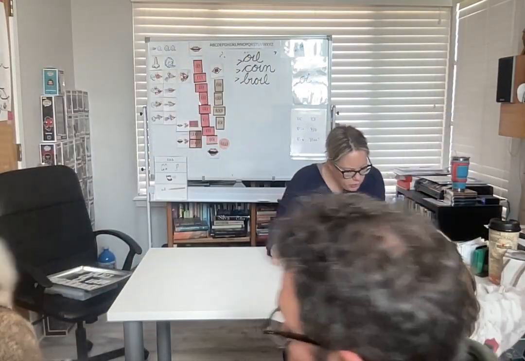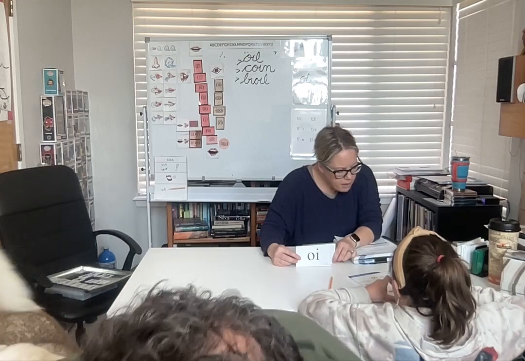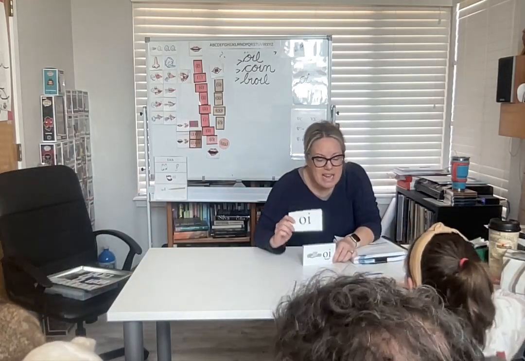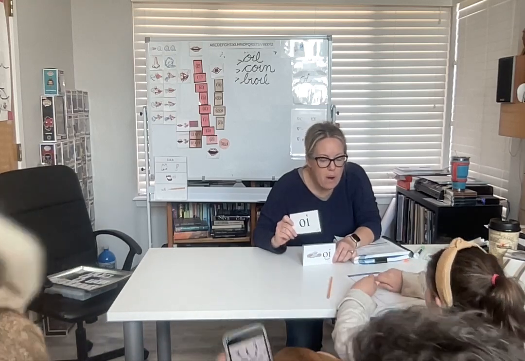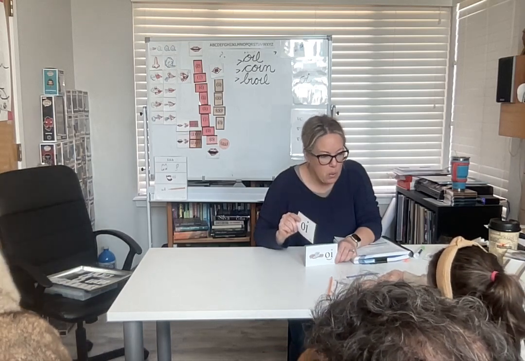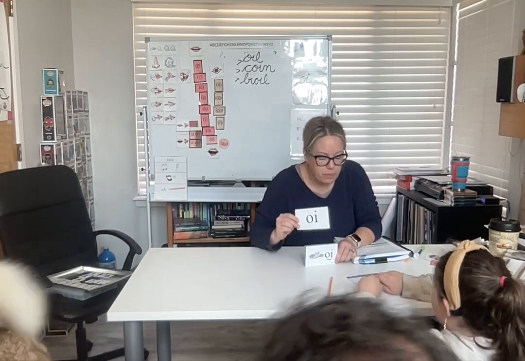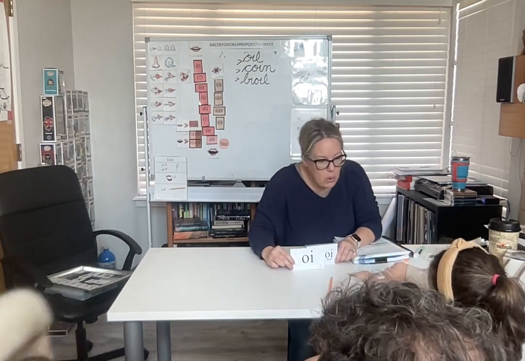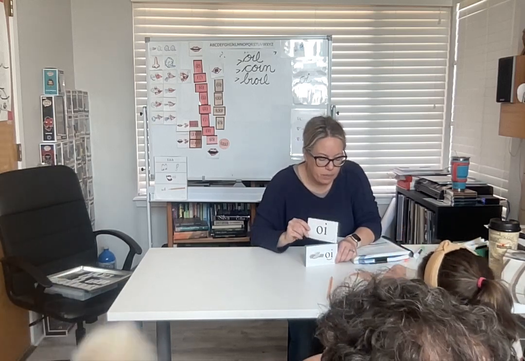I'm going to give you the name of the letter, and you're going to give me the key word and sound. So we have diphthong, O-I. Coin, boy. Diphthong, O-I. Coin, boy.